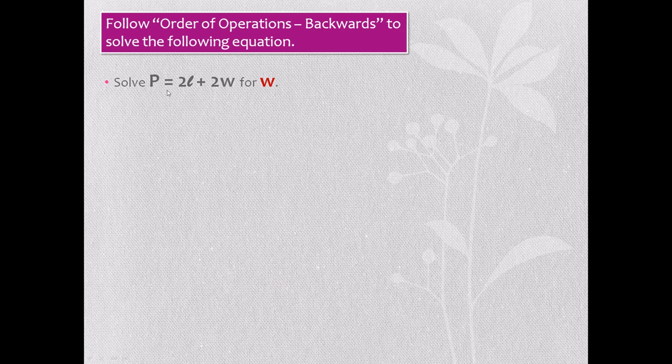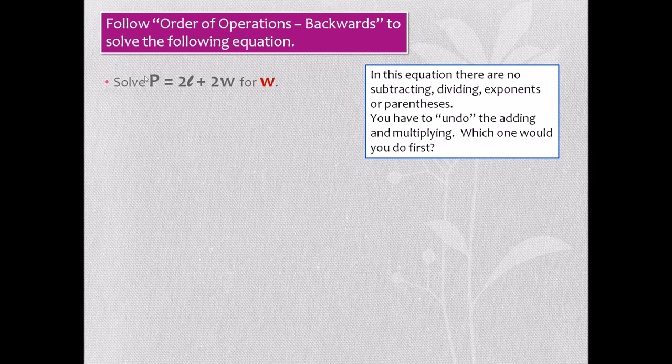Let's do that perimeter problem. P equals 2L plus 2W, and yes, W needs to be alone. We're going to isolate you. So when you look at the equation, look at what's happening inside of it. We have adding going on and we have multiplying. I don't have any subtracting, I don't have dividing, there's no exponents, there's no parentheses. So when I do order of operations backwards, I need to get rid of the adding and the multiplying.